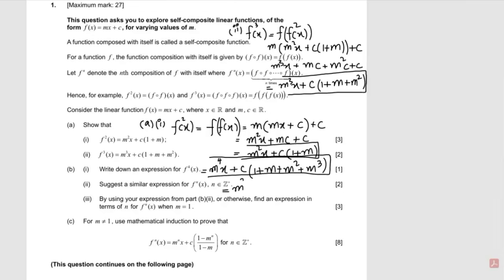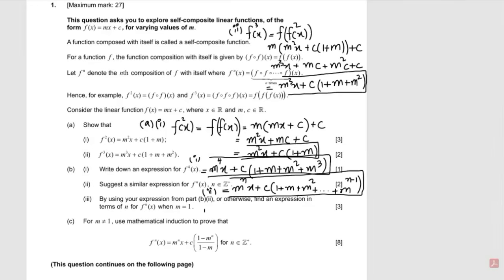m to the power nx plus c, and this will be 1 plus m squared plus dot dot dot and m to the power n minus 1. I hope you get the idea that since it ends at 1 less than the power of the function, so that will be m to the power n minus 1. Now, this is part B1 and this is part B2.